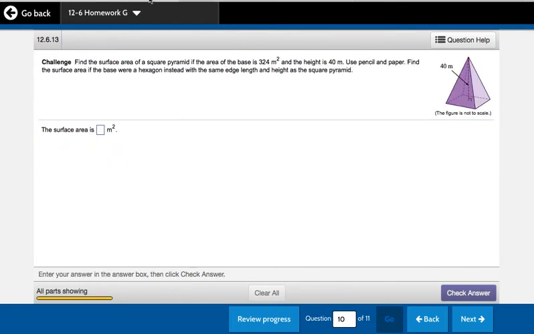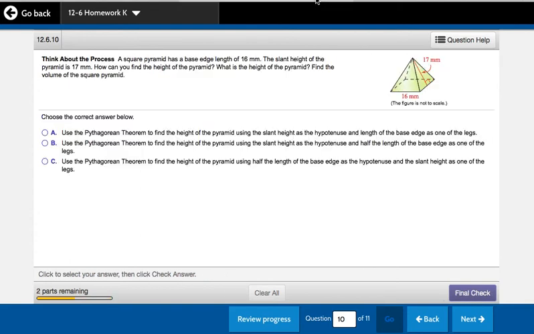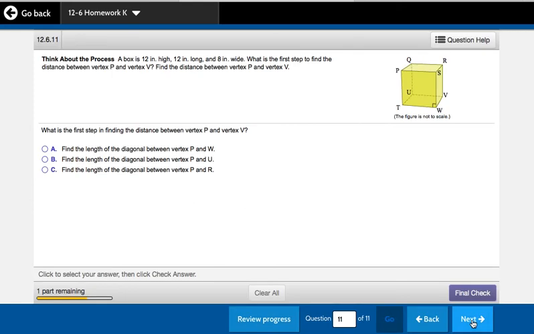If I go to, this is the G again, if I go to the last question, again it's a challenge. It talks about a box 12 inches high, 12 inches long, 6 inches wide, and what's the longest poster you could fit in the box. The K, same concept, only now there's a picture of the box and it leads them through. So they're finding the distance between P and V, which is the same question. But first it's going to say, what's the first step to find the distance? And so they're going to do the first step, and notice there's one more part to go after that.